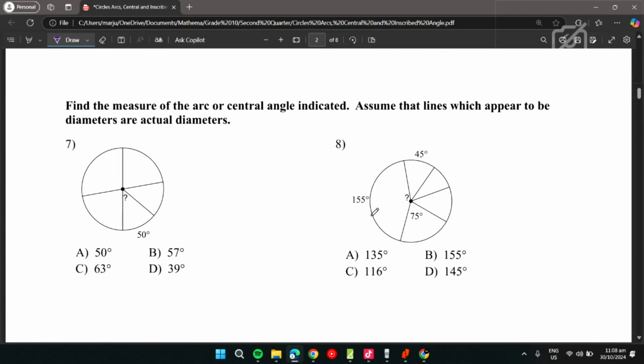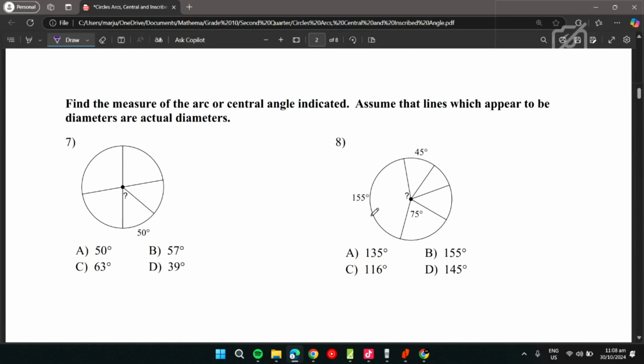By solving na. Find the measure of the arc or central angle indicated. Assume that lines which appear to be diameters are actual diameters. So again, if we see something that looks like a diameter, the problem says we need to assume that it is really a diameter. Alright? No questions asked.